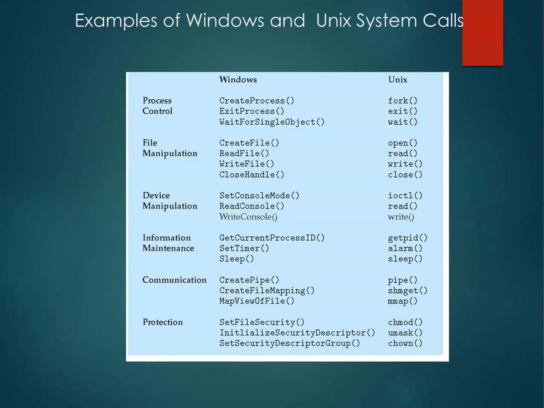So here are some Windows calls and their corresponding Unix ones. To create a process in Windows, you call CreateProcess. Unix is fork. ExitProcess is exit. WaitForSingleObject is wait. Basically, the Linux ones are less verbose.